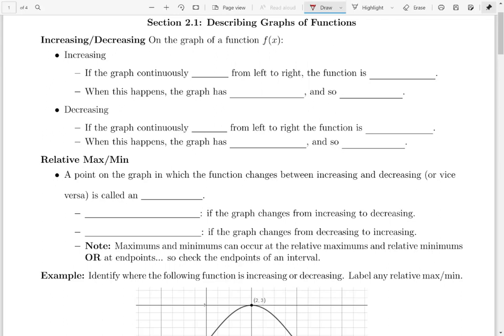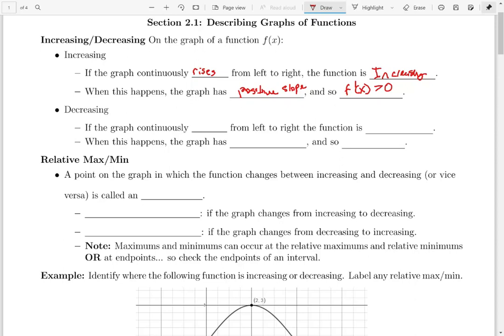A function is increasing if the graph continuously rises from left to right. Now, when this happens, realize that the graph has a positive slope. And when I say positive slope, I mean instantaneous positive slope. So really what that means is that the first derivative is going to be positive for all the values anywhere the graph is increasing or rising from left to right.